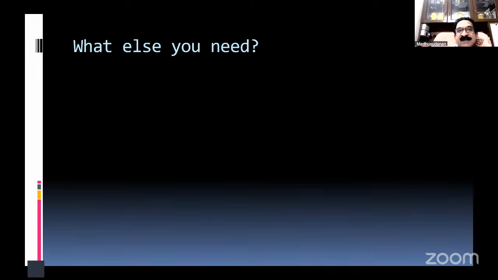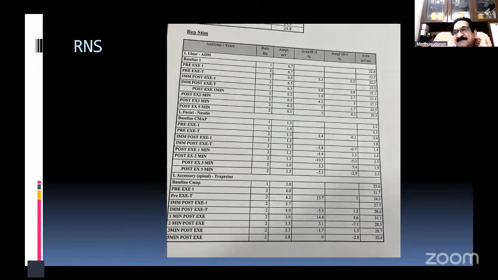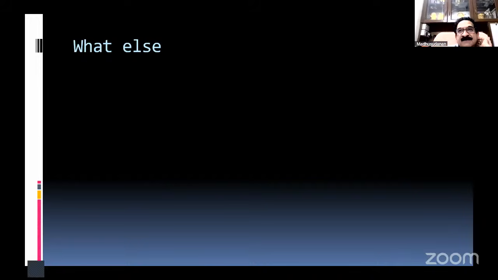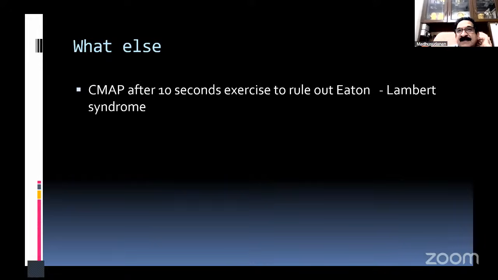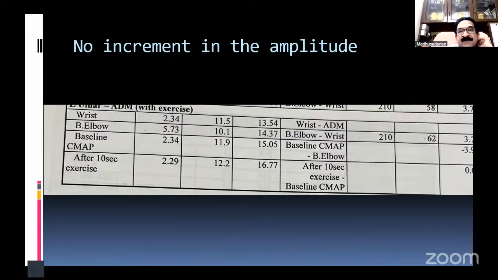So, the RNS is negative. Okay. Then we did a CMAP after 10-second exercise to rule out Eaton-Lambert syndrome. But again, no increment in the amplitude. It was 11 and 12.2. So myasthenic syndrome seemed less likely in this patient.